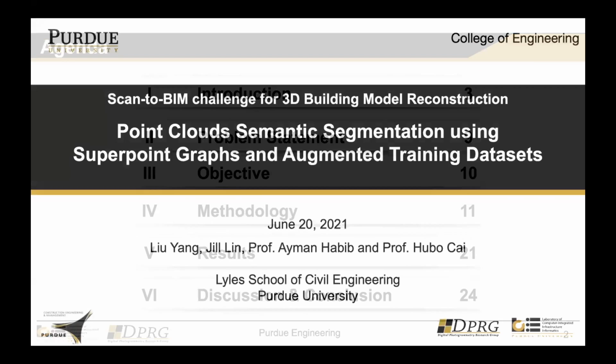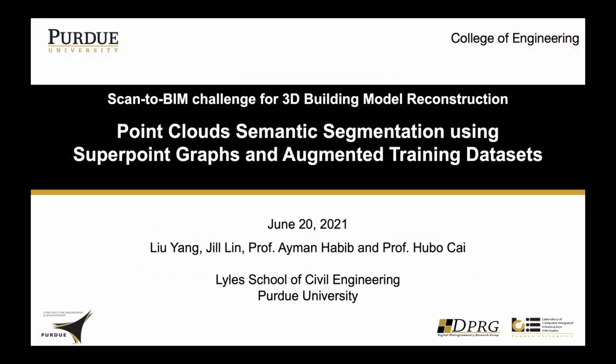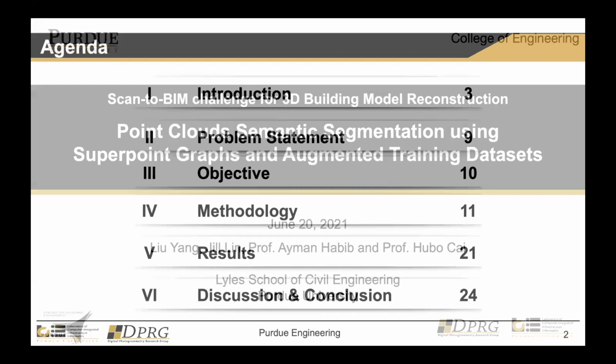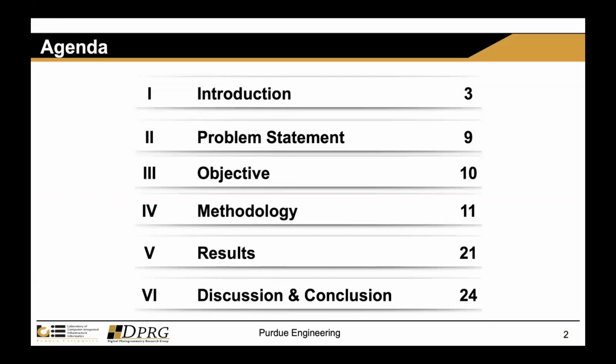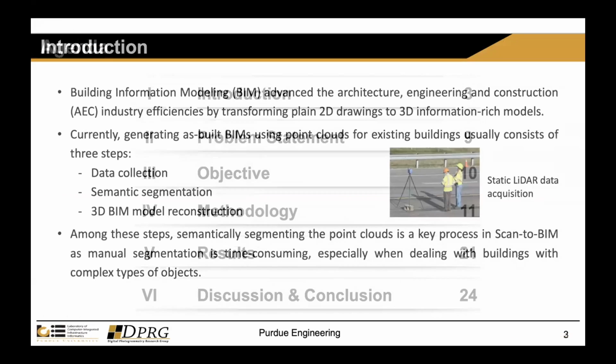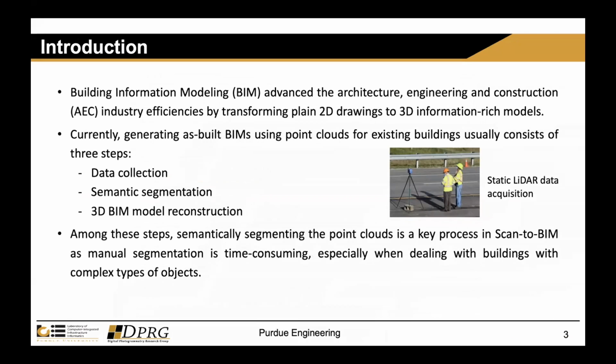So our approach is called semantic segmentation of point clouds using super point graphs with augmented training data sets. This presentation will consist of 6 sections, starting with introduction. So in one word, building information modeling has been widely used nowadays as it provides 3D models with rich information of objects. Within the scope of using point clouds to generate as-built BIM models, there are generally 3 steps, which are point cloud acquisition, semantic segmentation with point clouds, and 3D model reconstruction.